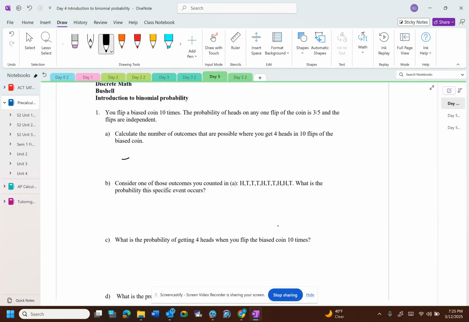Okay, so let's put 10 spots down. I'll number these: 1, 2, 3, 4, 5, 6, 7, 8, 9, 10. Okay, so we need to put down 4 heads in those 10 spots. So maybe I pick heads there, I put heads there, I put heads there, and I put heads there. So I picked the numbers 3, 5, 7, and 8.